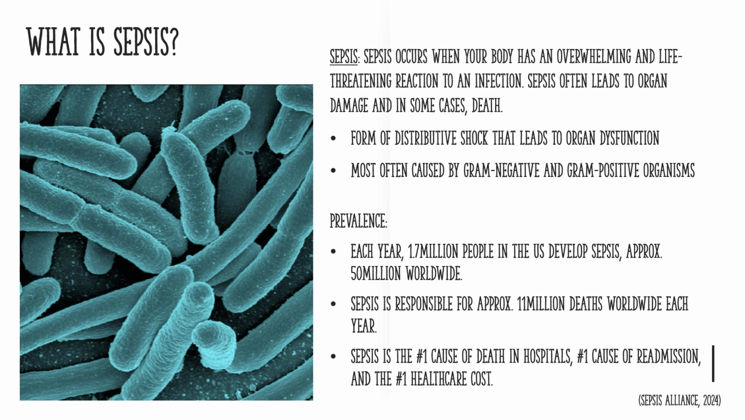How prevalent is sepsis? It's pretty prevalent, more so than we think. Each year, 1.7 million people in the US develop sepsis, which is approximately 50 million people worldwide. Sepsis is responsible for approximately 11 million deaths worldwide each year. And it's the number one cause of deaths in hospitals, the number one cause of readmission, and the number one healthcare cost. So it's a big deal, and we need to be better at recognizing signs and symptoms on presentation and then doing a better job at initiating treatment quickly. And we're going to talk about that.